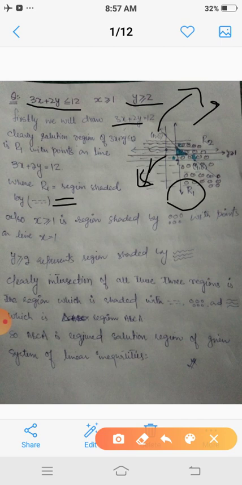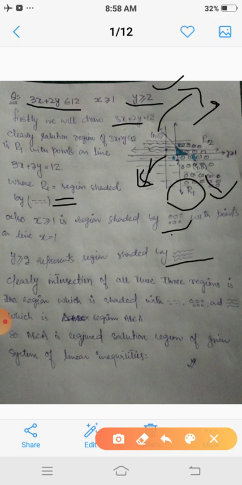Similarly, x greater than or equal to 1 is the region shaded by these small circles, because we have to draw the line x equals 1, which passes through the point x equals 1 and is parallel to the y-axis. Similarly, y greater than or equal to 2 is the region represented above the line y equals 2, which is shaded by this.